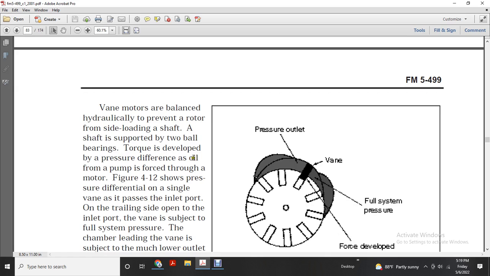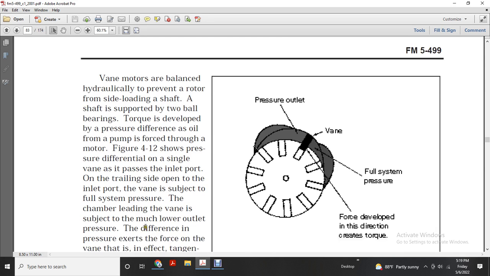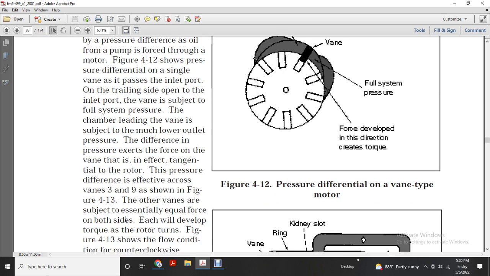Torque is developed by the pressure differential as oil from the pump is forced through the motor. Figure 4.12 shows the pressure differential on a single vane past the inlet port. The trailing side of the vane is subject to the full system pressure, while the chamber leading the vane is subject to the much lower output level pressure. The difference in pressure exerts force on the vane, with the effect of turning the rotor. Vanes 3 and 9, as shown in figure 4.13, and the other vanes are subject to essentially equal force on both sides.